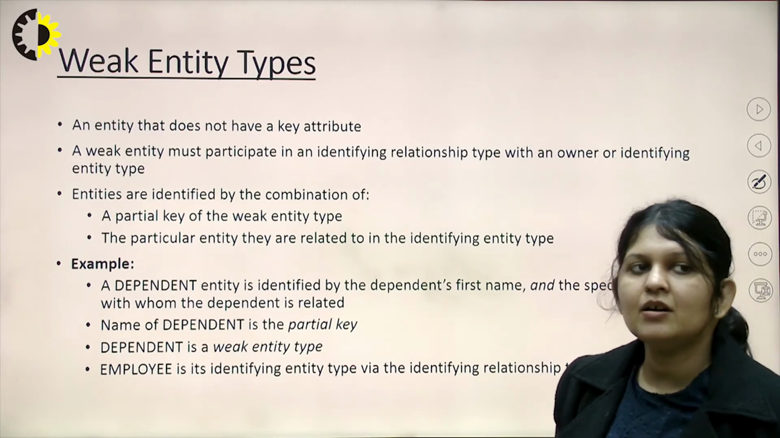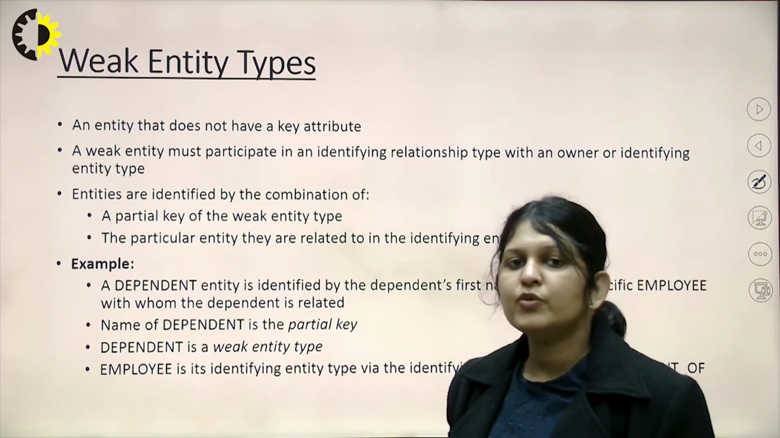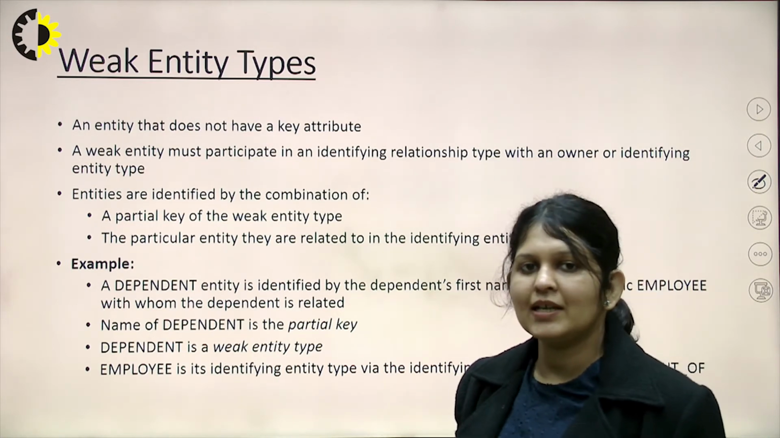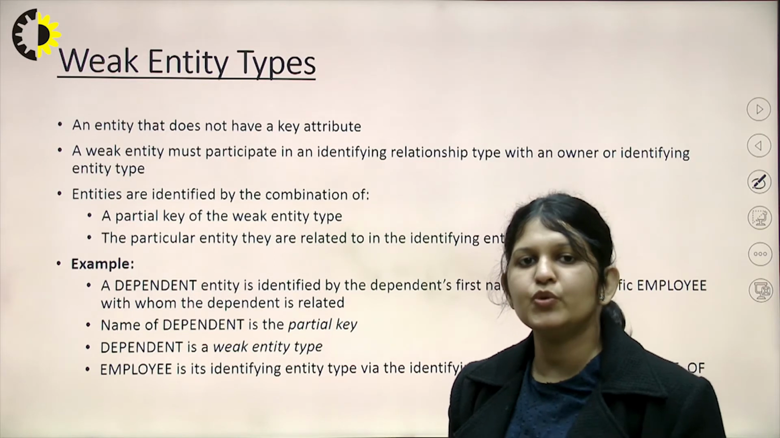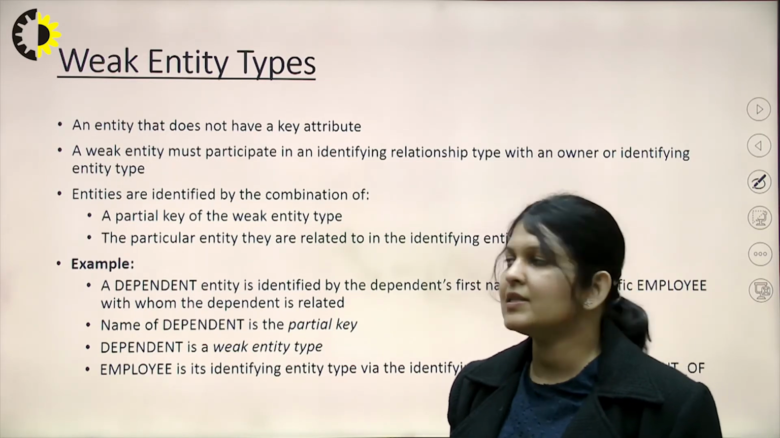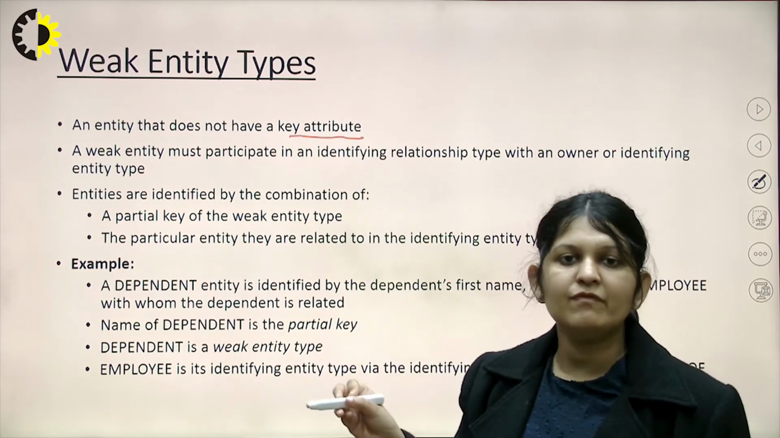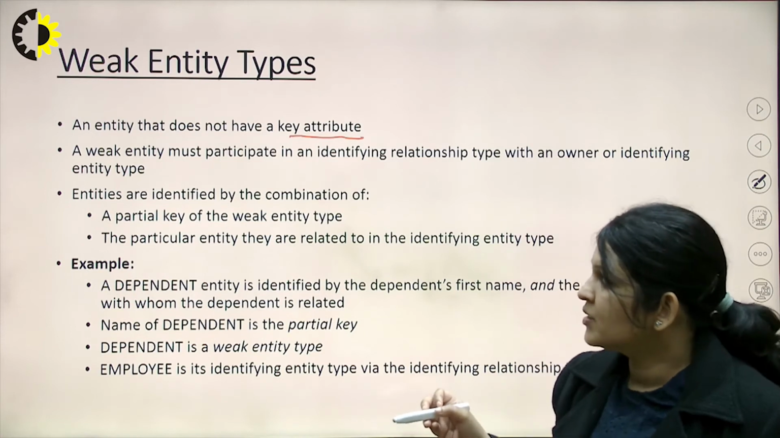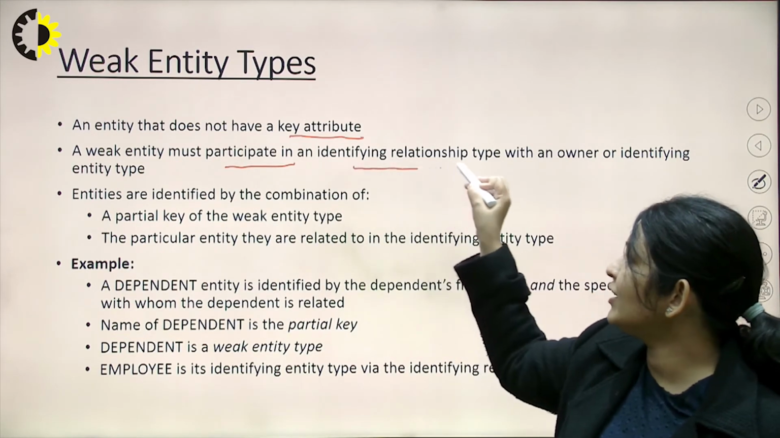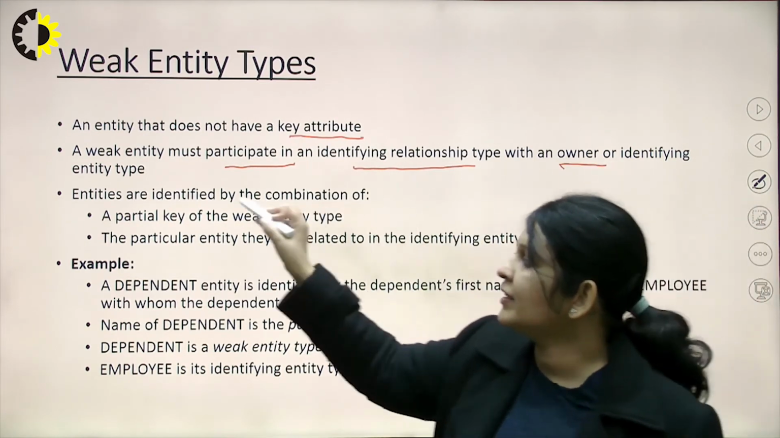Then the next category of entity types we have is the weak entity type. Sometimes we need to represent them also. As we have seen, an entity should have a key attribute to uniquely identify the entities, but there can be certain entities that don't have any key attribute. Such entities are said to be weak entity types. So a weak entity must participate in an identifying relationship type with an owner or identifying entity type.